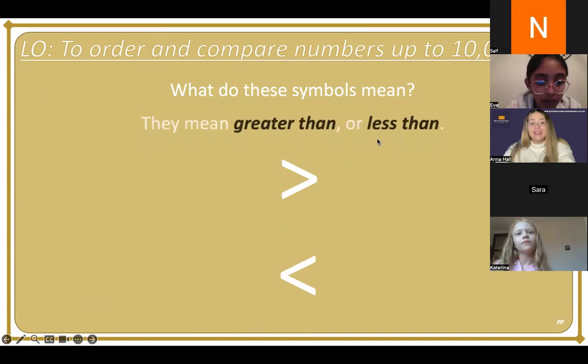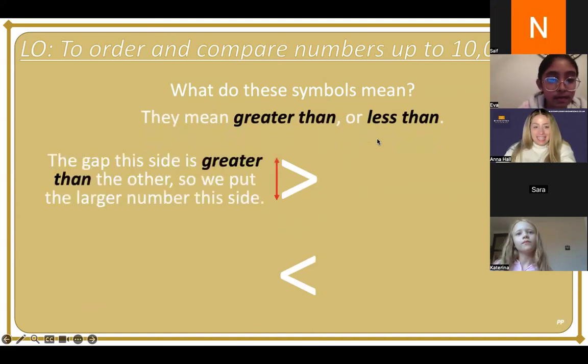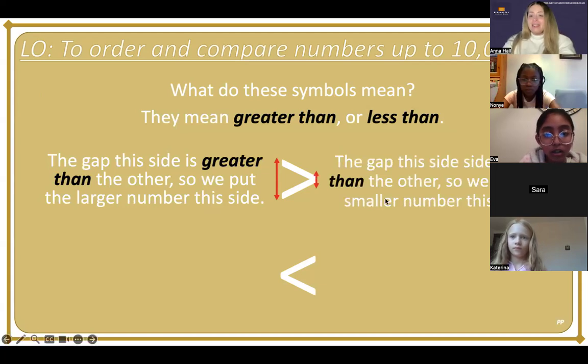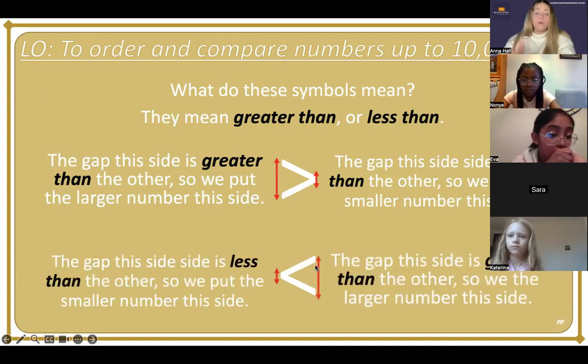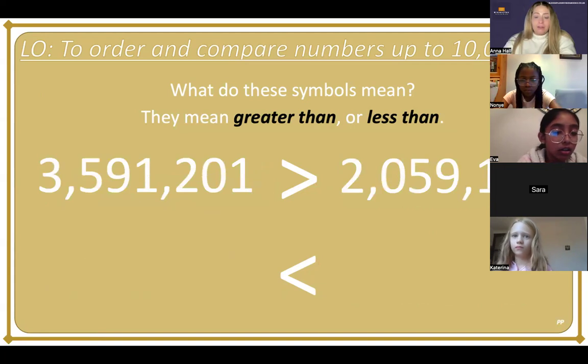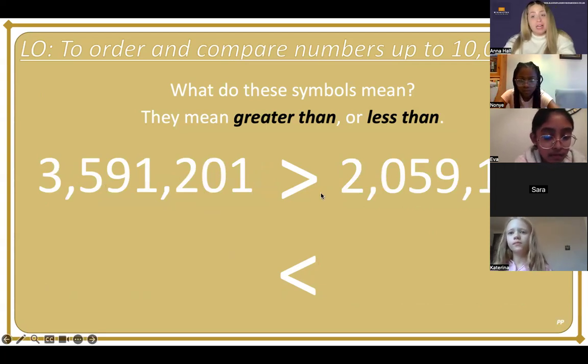Super. Okay, they mean greater than or less than. The gap this side is greater than the other, so we put the larger number on this side. Like we say, a crocodile always eats the larger number. And the gap this side is less than the other side, so we put the smaller number to this side. So the mouth is always open towards the bigger number. Okay. Let's have a look. So here we can see it in practice. So we've got 3,591,201 is greater than 2,059,182.